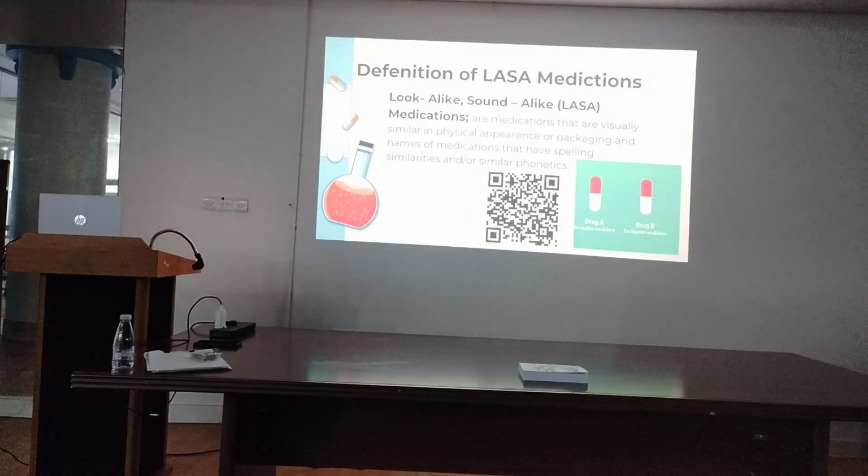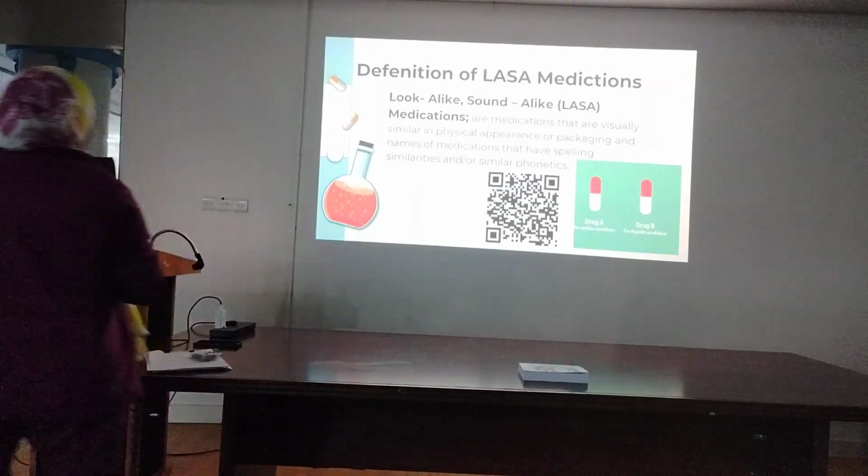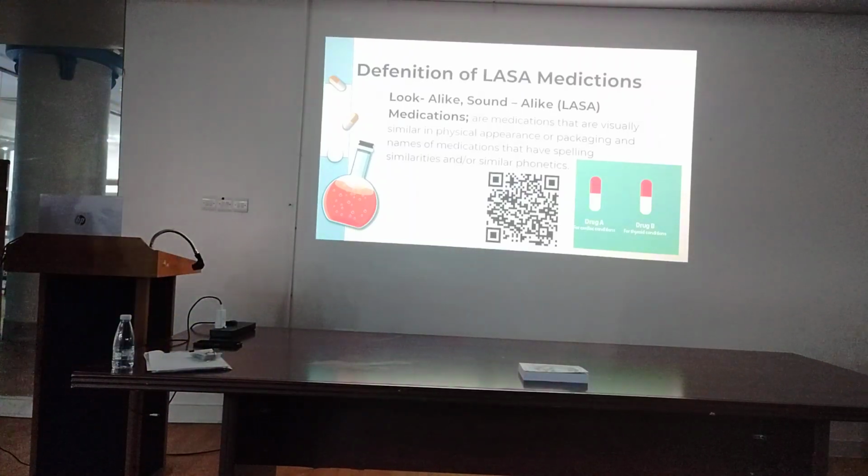LASA medications. What are LASA medications? Look-alike and sound-alike medications. These are medications that either look alike because they have similar packaging, or sound alike because they have similar phonetics. Okay? Or when they write them, they look alike. Like ceftriaxone, ceftazidime. They write them and they look alike.